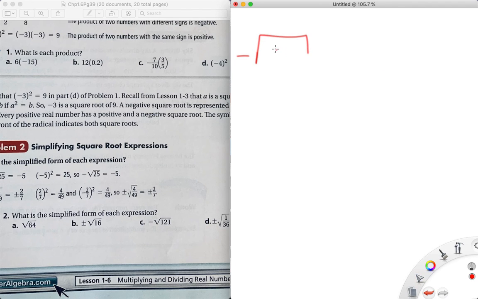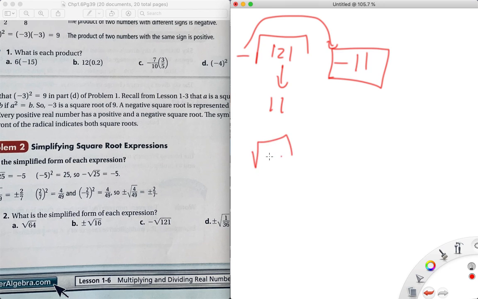Negative square root of 121. Square root of 121 is 11. Since there's a negative sign in front, your final answer is going to have that negative sign, and it's going to be a negative 11. So if there is no plus or minus sign in front, the book wants you to assume, they got a square root of 64 here, that the answer is positive. The square root of 64 is 8, so we'll leave it at 8.